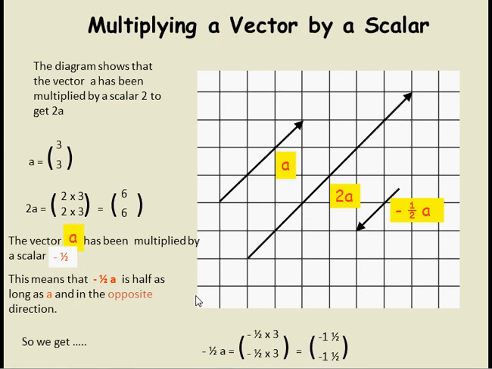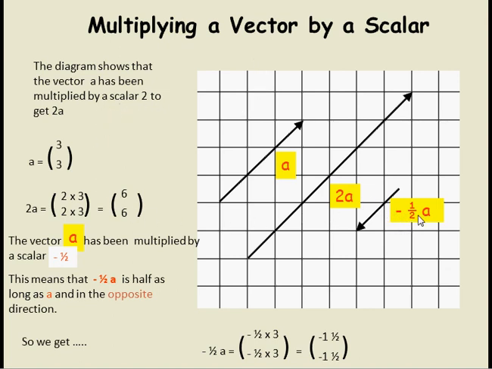We've done adding and subtracting. We also want to multiply by a scalar. Okay, if we multiply vector a, you see this vector a here, by 2, we get vector 2a, which is twice as long but the same direction. Multiplying by the scalar doesn't change its direction, only changes its magnitude.